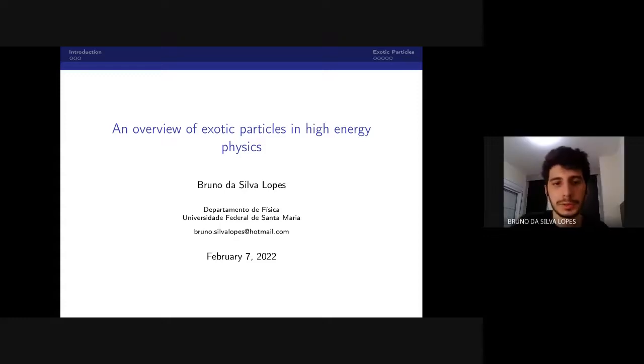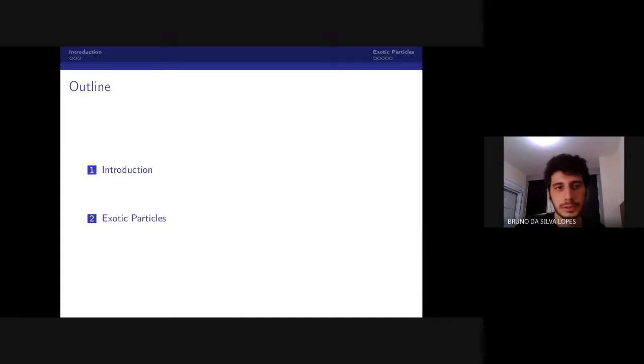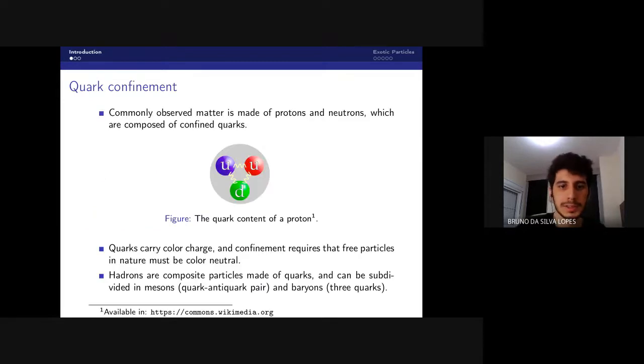So my name is Bruno da Silva Lopes, and today I'll talk a bit about exotic particles in high energy physics. So before talking about those exotic particles, I'll give a short introduction to quarks and the standard model.